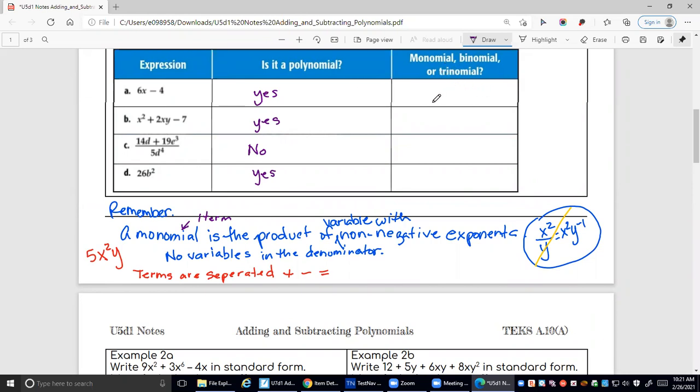Monomial, binomial, or trinomial? Binomial. Binomial? Yeah. And in this one? Trinomial. Okay. This one doesn't apply, so not applicable. And then for D, this one, that's monomial. Very good.